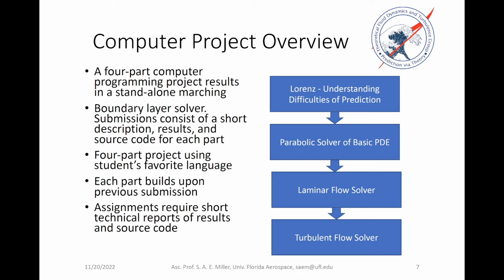As I mentioned, it's a 4-part project. In the first part of the project, we look at Lorenz flow and try to reproduce the chaotic nature of the flow and demonstrate to students that it's generally easier to predict statistics than it is the deterministic nature of flows.